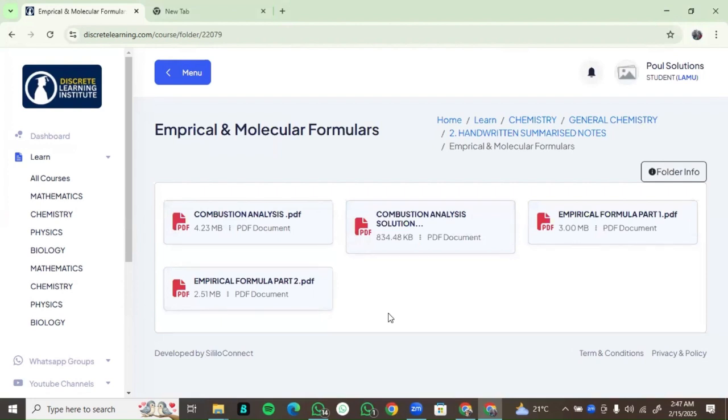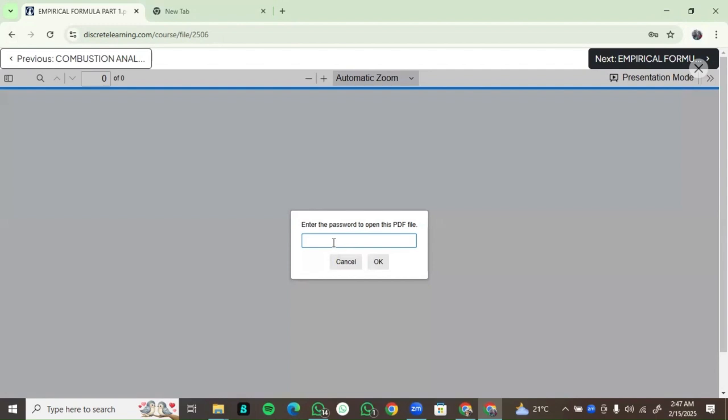PB in capital letters, 4511. You'll be able to open them, and then you're going to read them. These notes are very summarized and they are very good, so make use of them. I can click empirical formula part 1, and you see it's going to ask me to put the password. You put PB 4511, and you'll be able to open them.